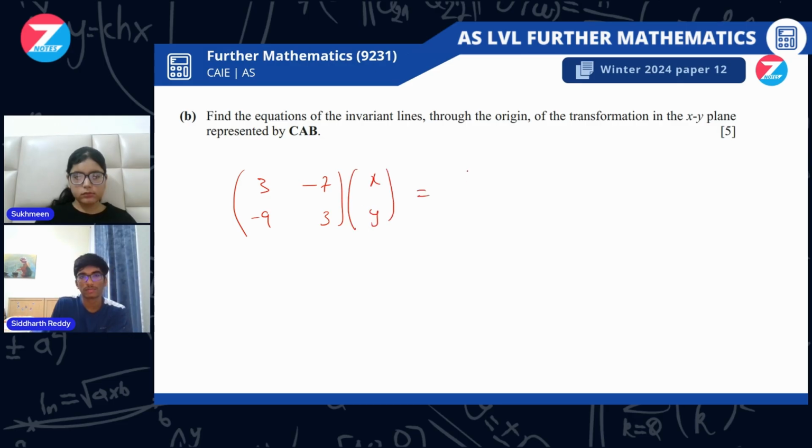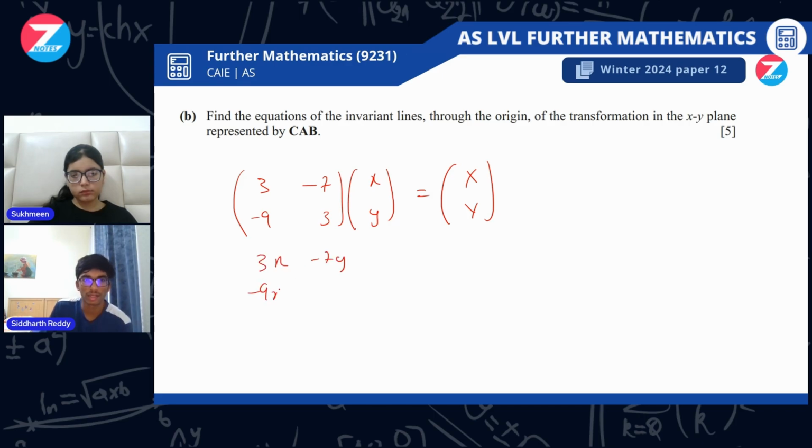So this is the method to find invariant lines. First we have matrix times vector multiplication. So it will be 3x minus 7y, minus 9x plus 3y, is equal to X, Y.